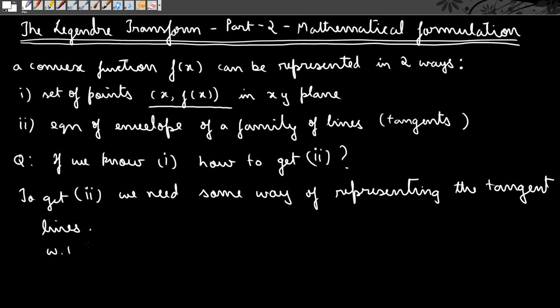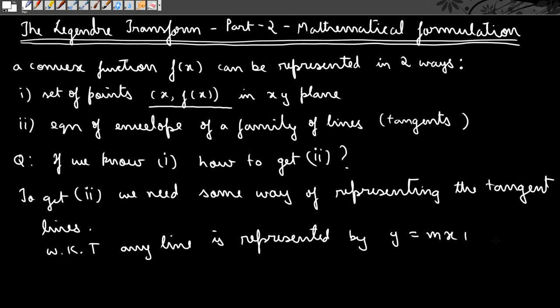We know that any line is represented by the equation of the form y equal to mx plus c. But this describes any random line. But what do we need? We need only those lines which are tangents to the curve defined by the points x comma f of x. Okay, that is what we need. So this equation can be written as minus c equal to mx minus y, right? All right.